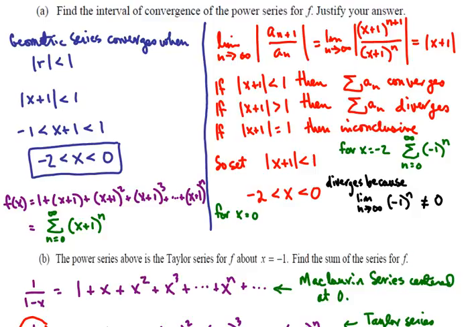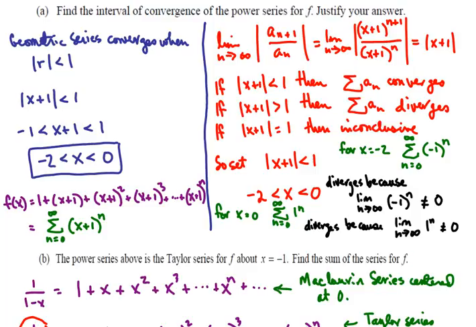All right, now we're going to test the other endpoint, which is x equals 0. And at x equals 0, we're going to get 0 plus 1, which is just 1. And so we would have the sum for n equals 0 to infinity of 1 to the nth. And that diverges also because of the nth term divergence test. The limit as n goes to infinity of 1 to the n does not approach 0, and so it diverges at the other endpoint as well.